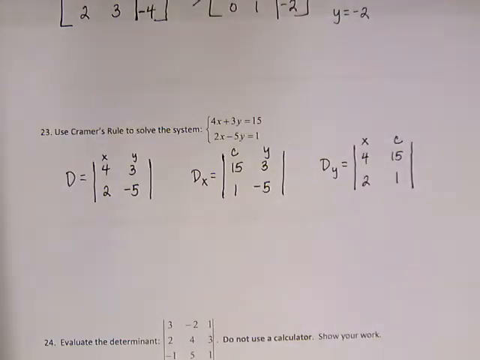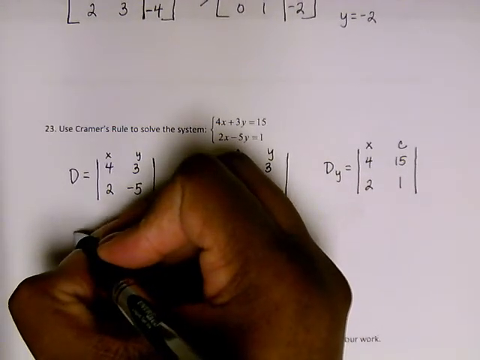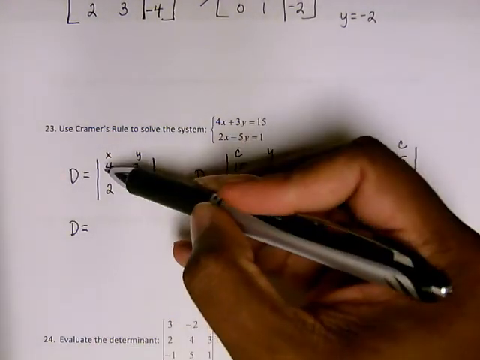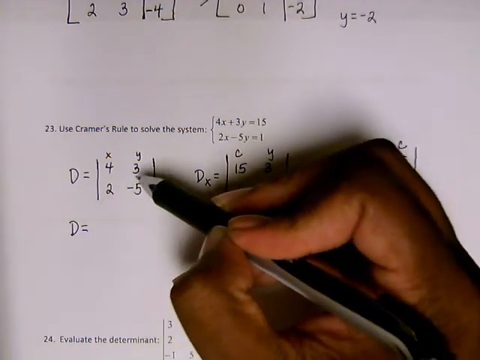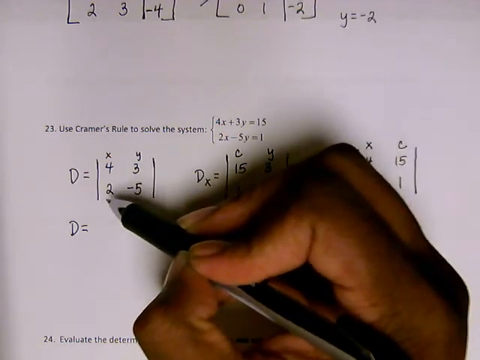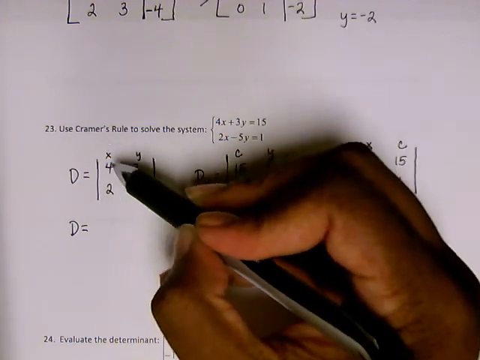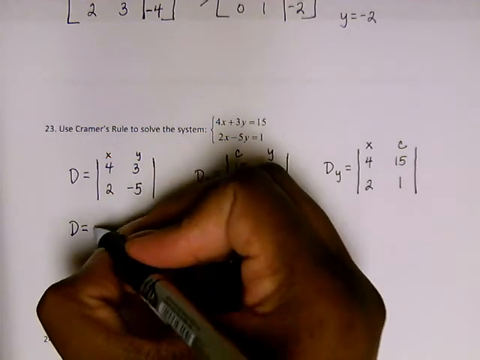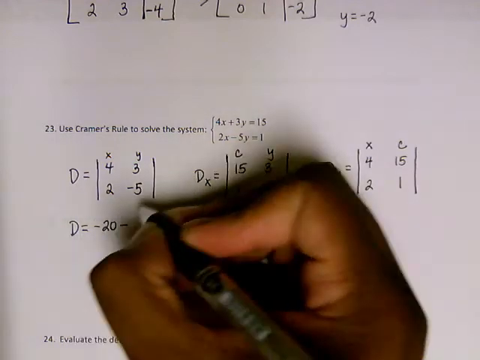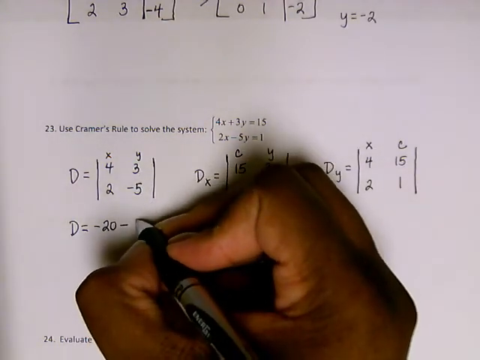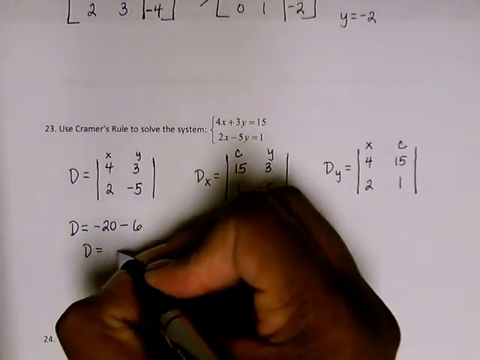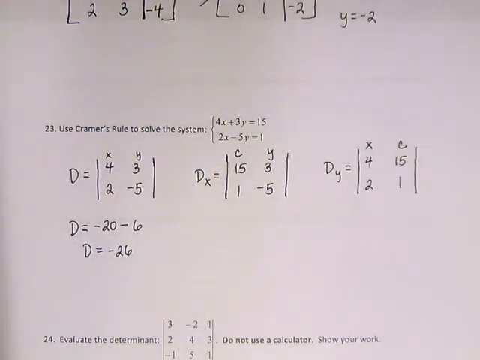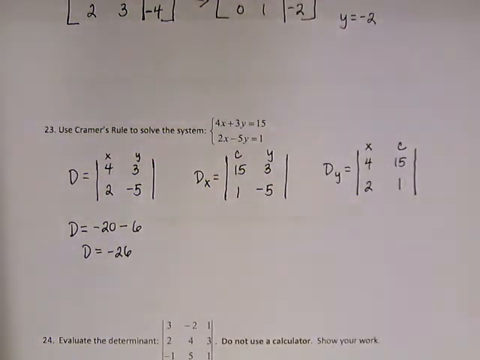So now we're going to find the determinant of all 3 of these matrices here. Starting with the d, that determinant will be the product of this first diagonal from the upper left to the lower right minus the product of the second diagonal from the lower left to the upper right. So here, start with 4 times negative 5, that's negative 20, minus 2 times 3, that would be 6. Now if you do negative 20 minus 6, that will give you negative 26. So your d is going to be negative 26.